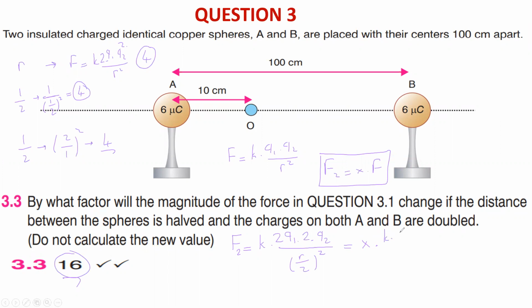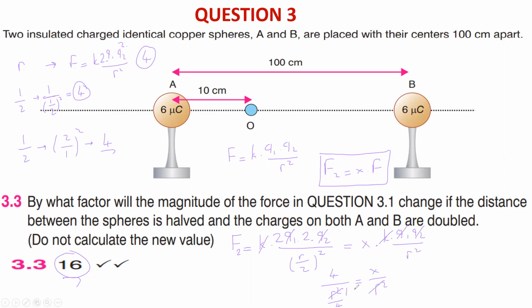So K times Q1 times Q2 over R square. From now, what can we do? K cancel each other, and then Q1, Q2, Q1, Q2 cancel. If you write this one, what is left on top? 4, 4 over R square over 4 equals X over R square. So R square also cancel each other. What is left this side?